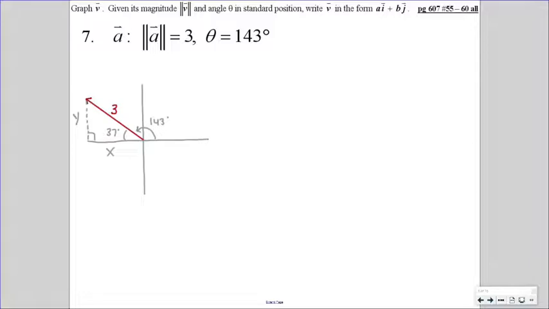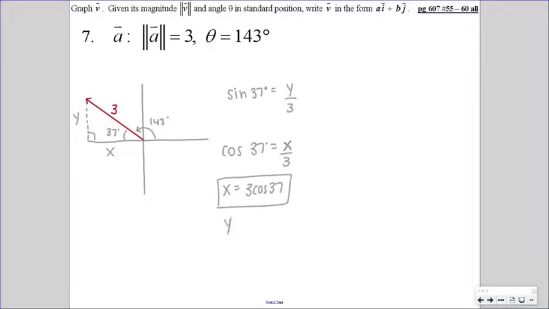So if I want to solve for y first, we have the angle 37 degrees. We have the side opposite and the hypotenuse. So I can say that the sine of 37 degrees is equal to y over 3. And then similarly, I can say the cosine of 37 degrees is equal to x over 3. All right, so x is equal to 3 times the cosine of 37. y is equal to 3 times the sine of 37.